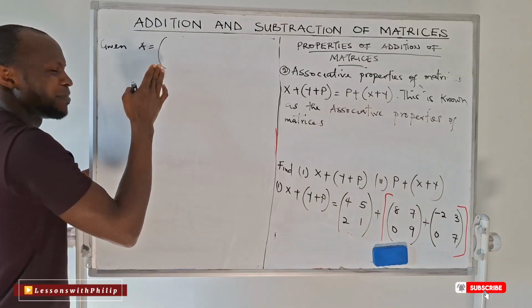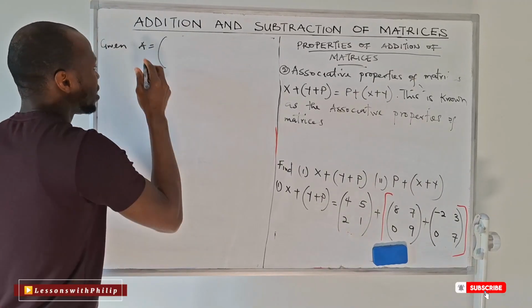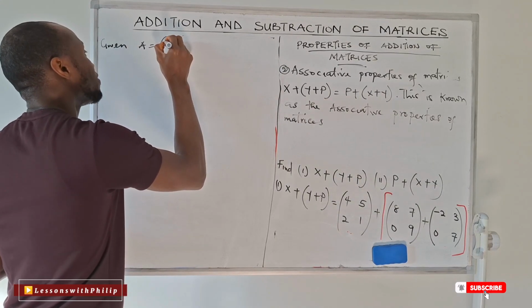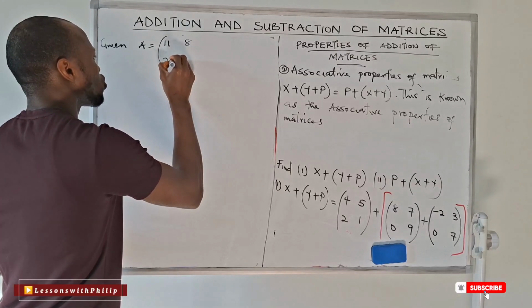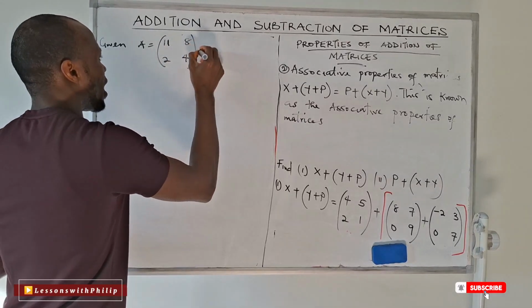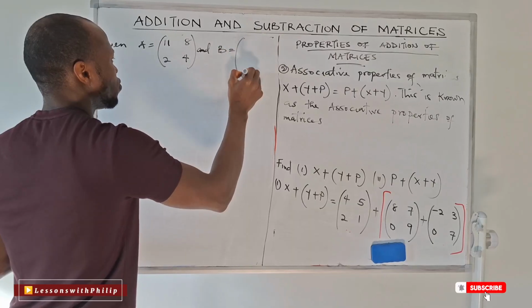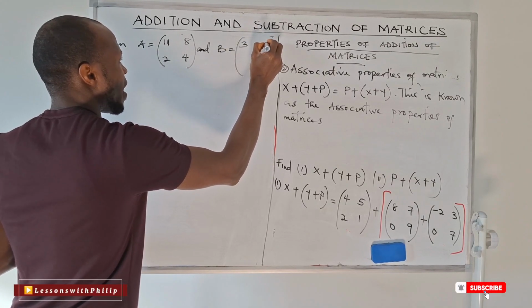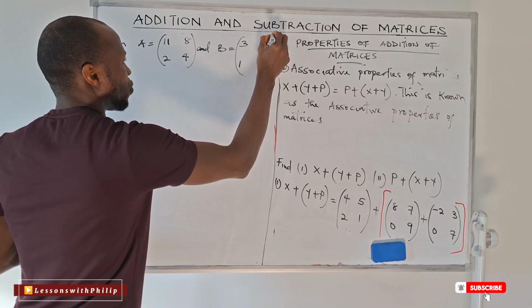I can use another letter anyway. You use any letter to represent your matrix, okay? All right. If your matrix A is, assuming, 11, 8, 2, and 4, and your matrix B is equal to, assuming we have 3, 5, 1, and 0.